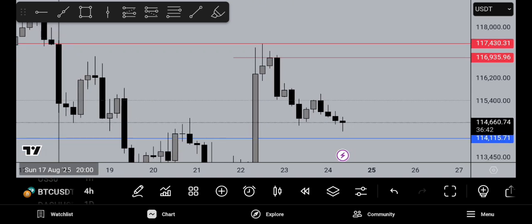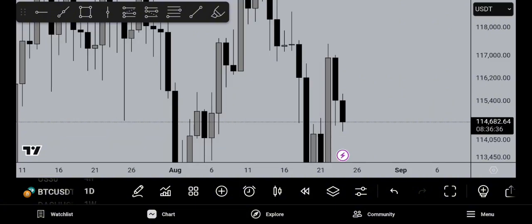Into what next? Like into which other POI? You go back to your daily time frame. Where is the next drawn liquidity?